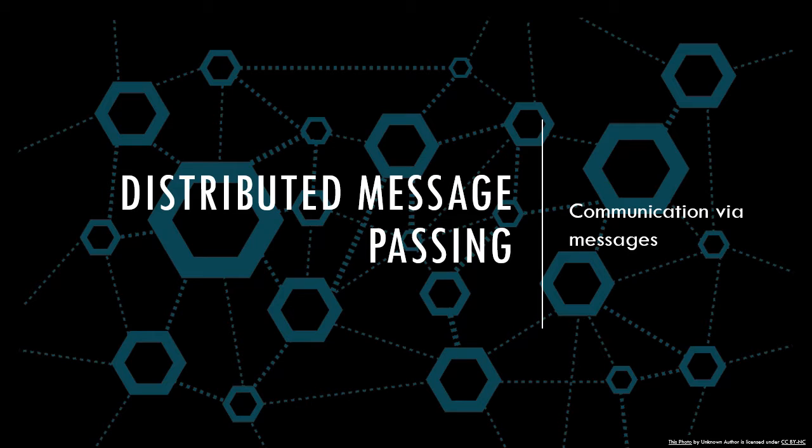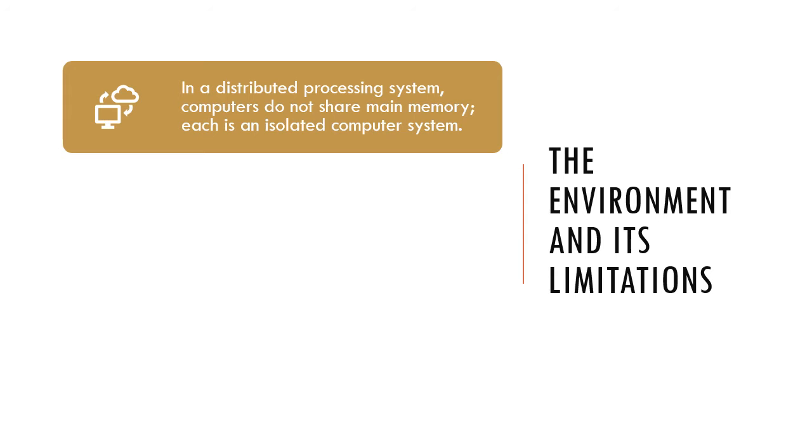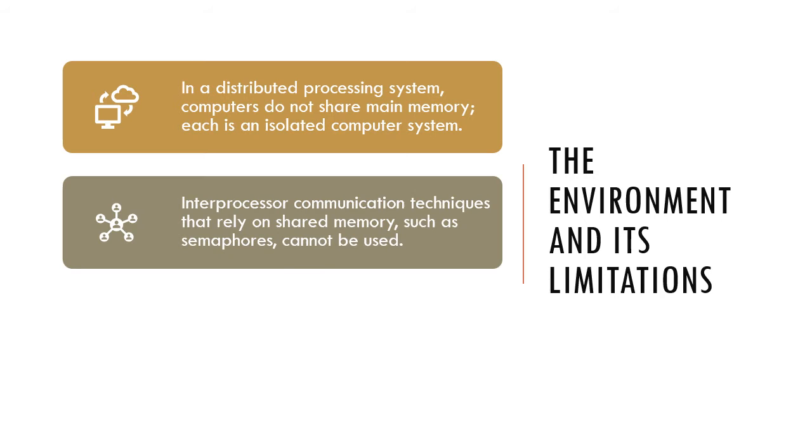Now we come to another subtopic in this chapter, and this is called distributed message passing. The environment and its limitations. In a distributed processing system, computers do not share main memory. Each is an isolated computer system. Interprocessor communication techniques that rely on shared memory, such as semaphores, cannot be used.